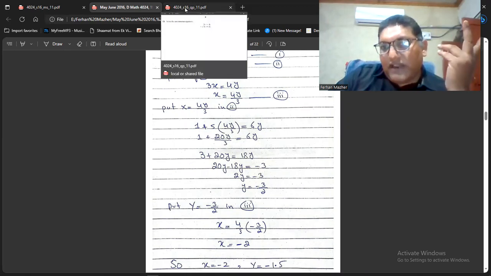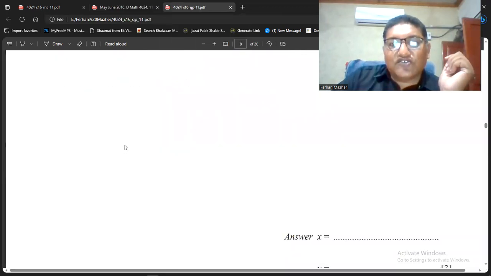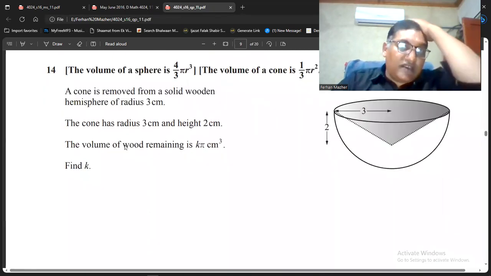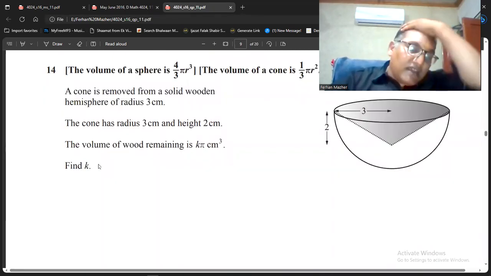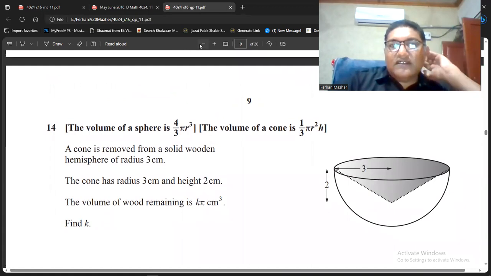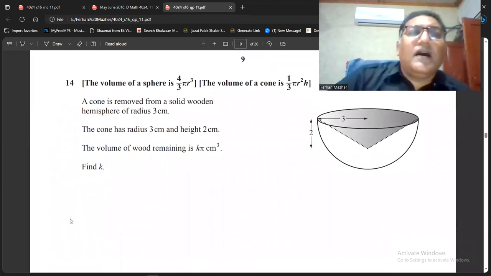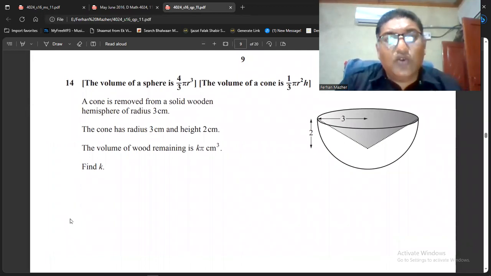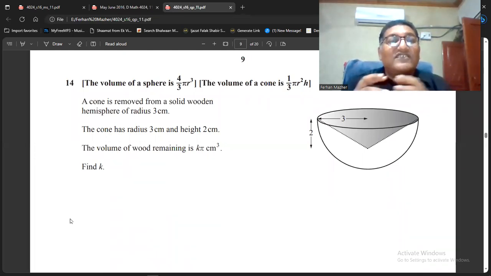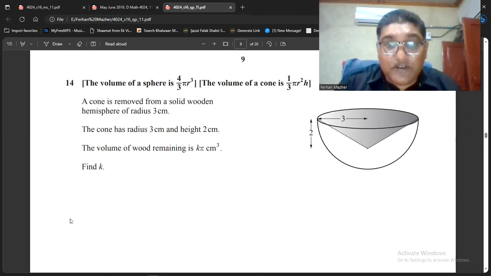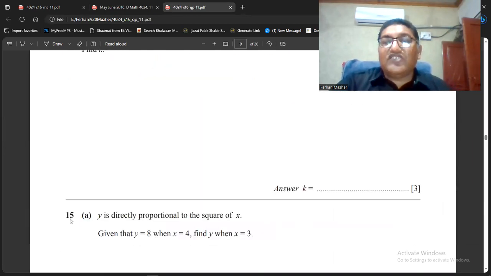Okay, so we are going to the next question. The next question coming up on your screen is question number 14. He says the volume of the sphere is 4 by 3 pi r cube. The volume of the cone is 1 by 3 pi r square h. He says a cone is removed from a solid wooden hemisphere of the radius 3 centimeter. The cone has a radius 3 centimeter and height 2 centimeter. The volume of the wood remaining is k pi centimeter cube. Find the k value. It's a 3 marks question.